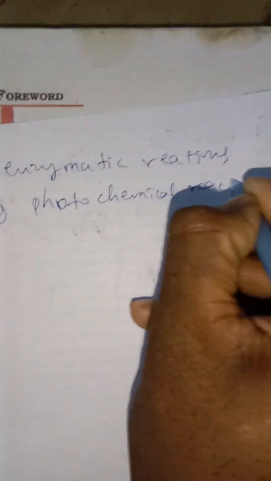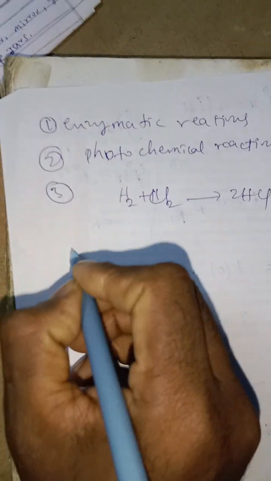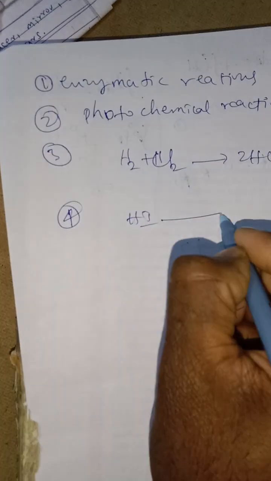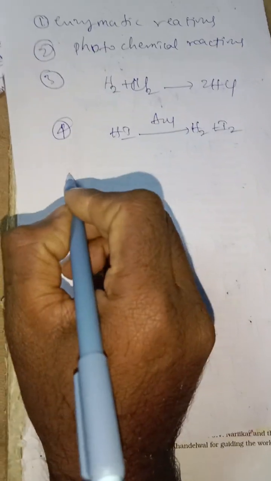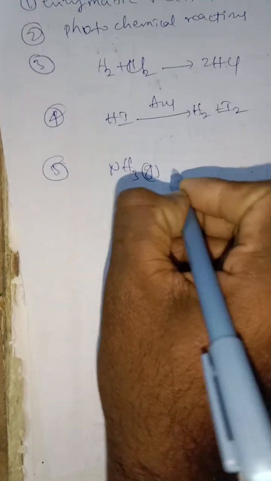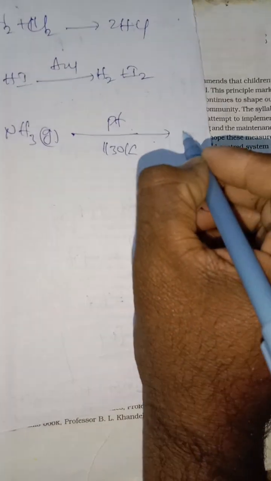Examples of zero order reactions are enzymatic reactions and photochemical reactions. Under photochemical reactions, an example is hydrogen plus chlorine gives 2HCl. Next is the thermal decomposition of HI on a gold surface, giving H2 plus I2. Next is the decomposition of gaseous ammonia on a platinum surface at 1130 Kelvin to form nitrogen and hydrogen.